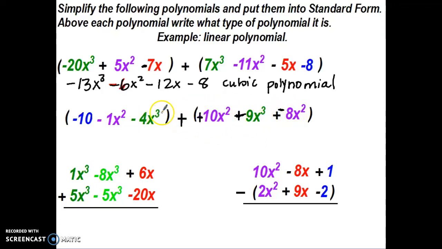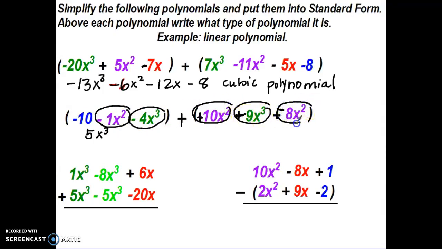And now the leading terms, negative 4x to the third plus 9x to the third gives me 5x to the third. And then negative 1x squared plus 10x squared is 9x squared, minus 8x squared is 1x squared, or x squared. And then minus 10. So how many degrees do we have? We have 3. So we have a cubic, 3 terms, trinomial.